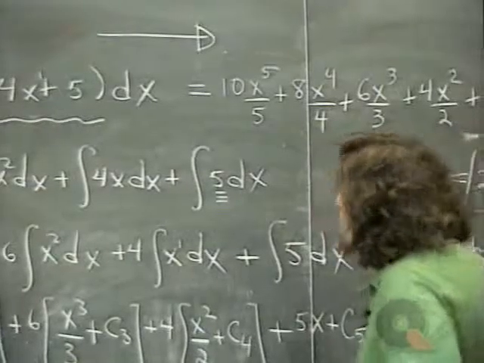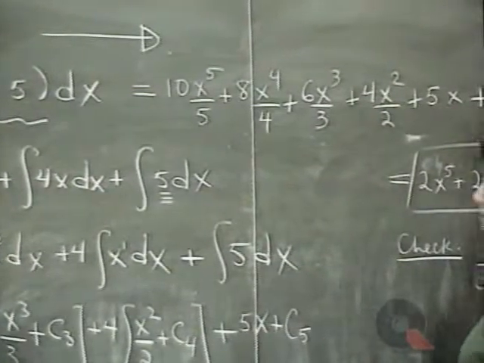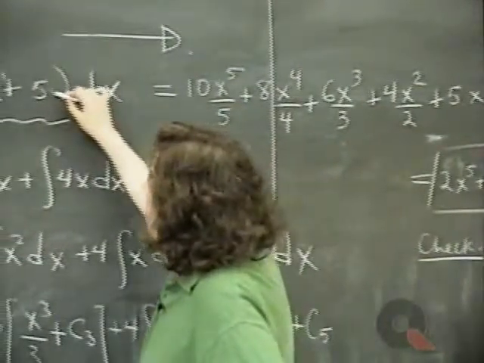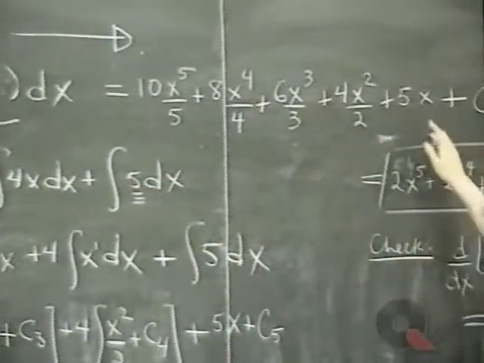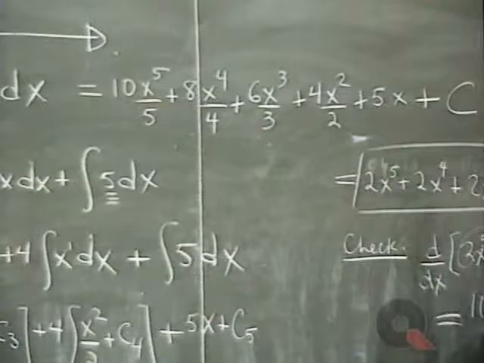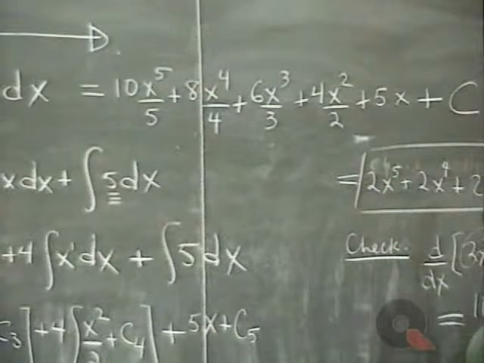And now how do you anti-differentiate 5? Either 5x plus c, or you think of it as 5x to the 0. So it's 5x to the 1 over 1 plus c. So yes, you can jump right across to the answer.